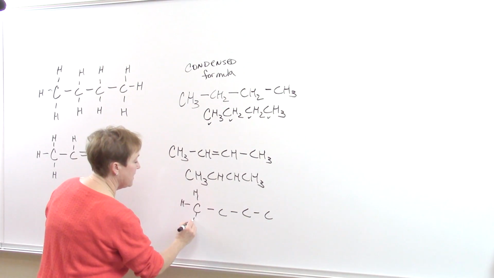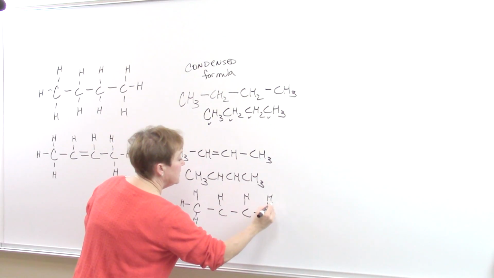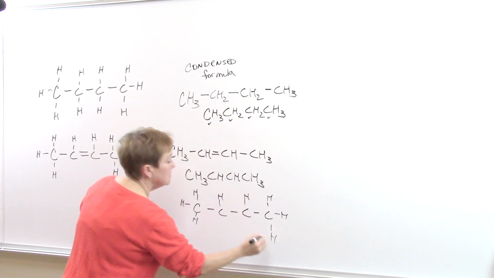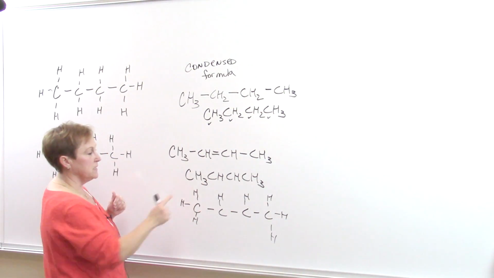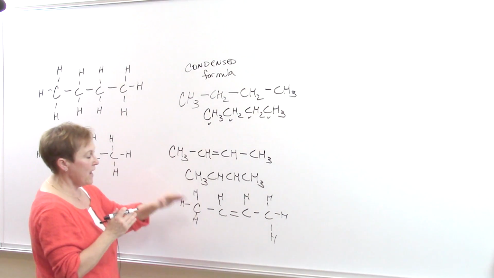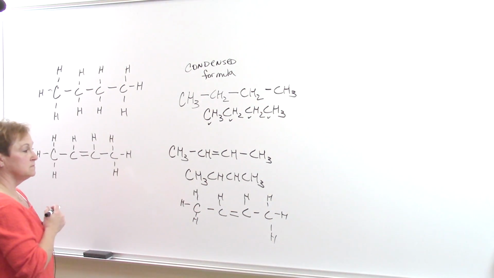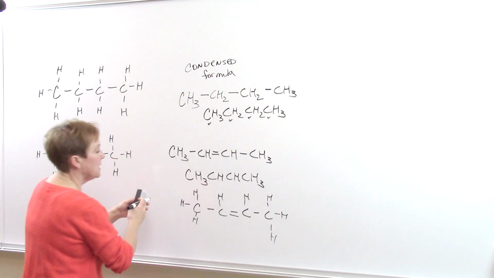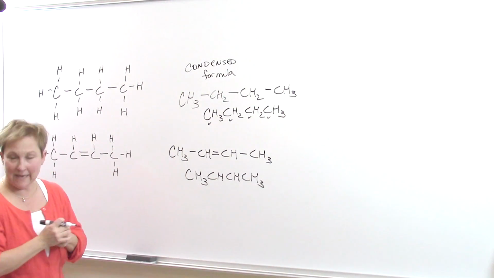And I would write it back out with all the hydrogens, and I would see, oh my goodness, look at that. This carbon has 3, this carbon has 3, so that means there's a double bond there. So when you work backwards, you need to make sure your carbons all have 4 bonds. Now, if that is our condensed structure, what's the line structure?